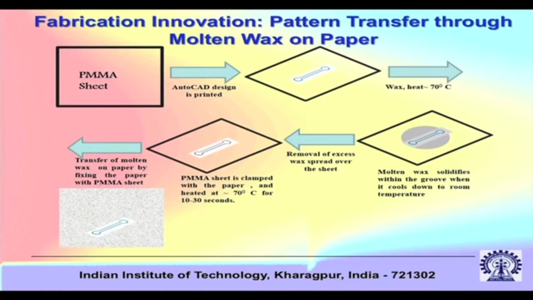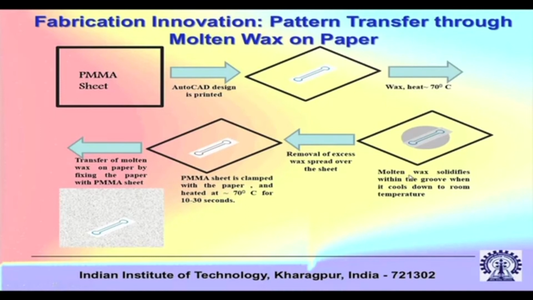So this is a different way in which you can do it as compared to what we showed in the previous slides. Pattern transfer through molten wax on a paper. So how is it possible? You have an AutoCAD design that is printed on this PMMA sheet, then you wax it and heat at around 70 degrees centigrade.